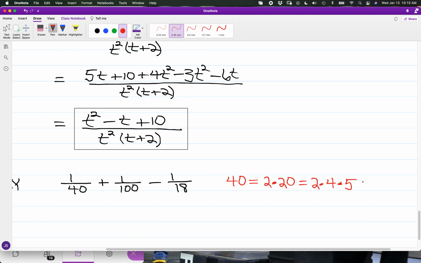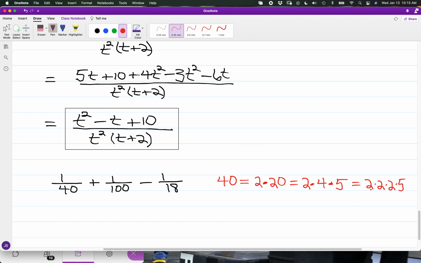And now 5 is a prime number, 2 is a prime number. However, 4 can be branched out further to 2 times 2. So 40, in prime factorization terms, is 2 times 2 times 2 times 5, or in exponential terms, 2 to the third times 5.